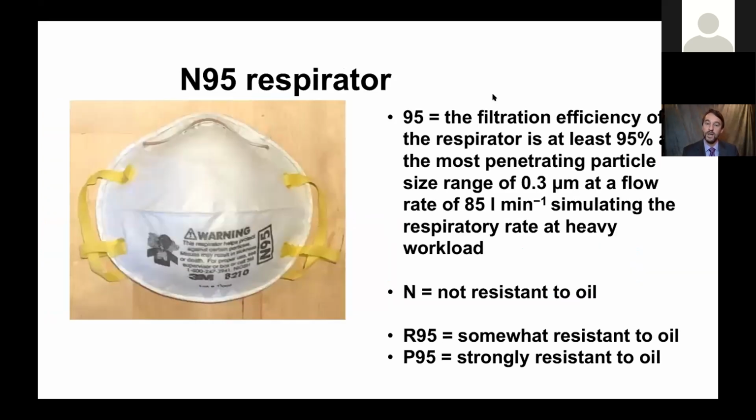N95 respirator. Understand that the 95 means the filtration efficiency of the respirator is at least 95% at the most penetrating particle size range of 0.3 microns. And that's being tested at a flow rate of 85 liters per minute. This simulates the respiratory rate of a heavy workload. The N means not resistant to oil. You'll also see R95s, P95s. The R means somewhat resistant to oil. The P95 means strongly resistant to oil.